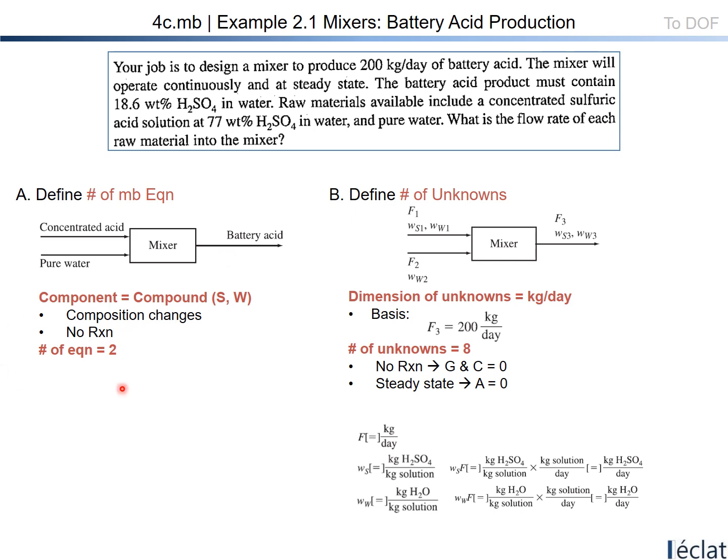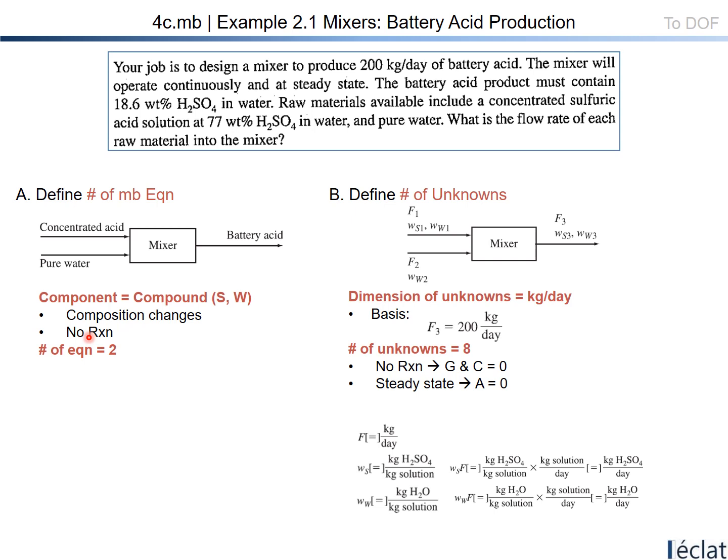Then I have chosen compounds like sulfuric acid and water as components. S stands for sulfuric acid and W stands for water. Why? Because there is a composition change from concentrated acid to more dilute acid. So you cannot use composite materials as the component for material balance equations. And second, no reaction.